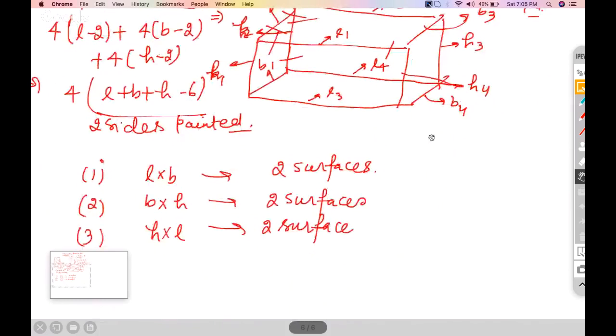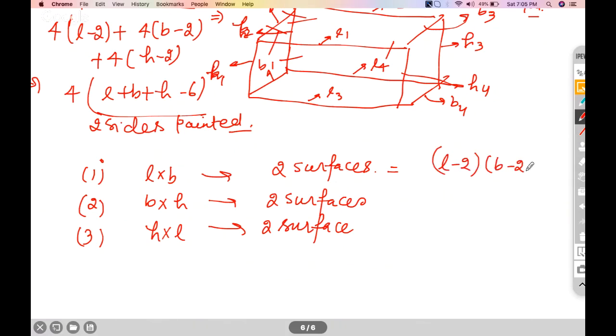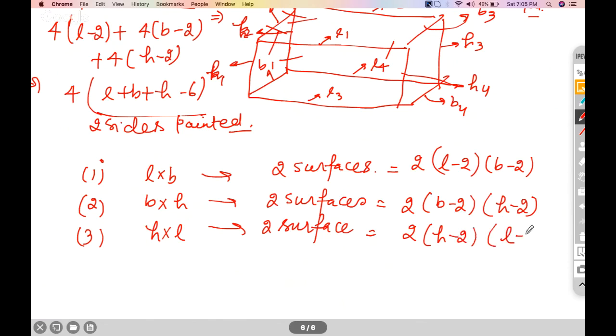Now what happens on L into B kind of surface? How many smaller cubes will I have? So I reduce 2 from length and 2 from width. So (L minus 2) into (B minus 2), and two surfaces are there, so I multiply it with 2. Similarly, (B minus 2) into (H minus 2), two surfaces are there, I multiply it with 2, and then 2 into (H minus 2) into (L minus 2).